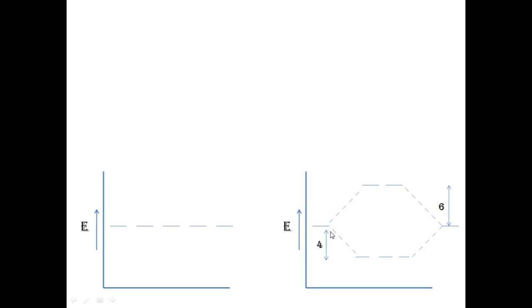Suppose t2g gets 4 unit stabilization. Now in t2g we have 3 lobes, so 4 into 3, total 12 unit stabilization we get from t2g. The very same 12 unit destabilization we must get from eg. Now here in eg we have 2 lobes, every unit will destabilize by 6 units, so 2 into 6 equal to 12.